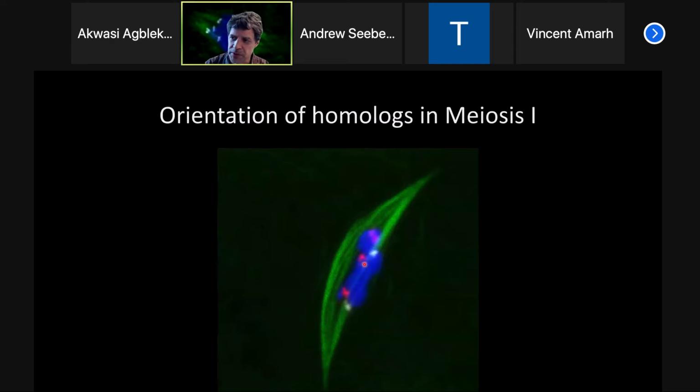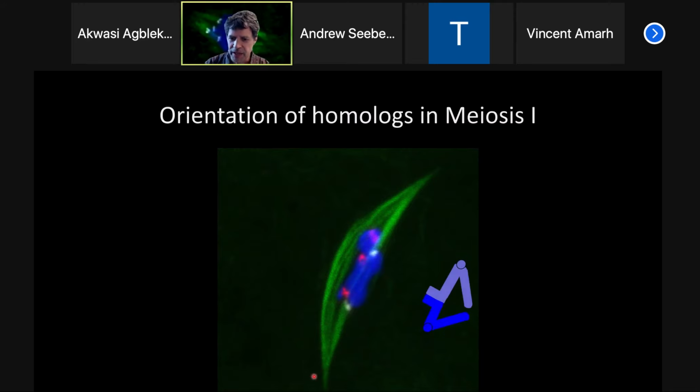Chromosomes are going to separate correctly, but the purple ones are going to do something bad, and you're going to end up with gametes with either an extra chromosome on the top or a gamete on the bottom which is missing a chromosome. And so this is an assay we do cytologically to detect errors.